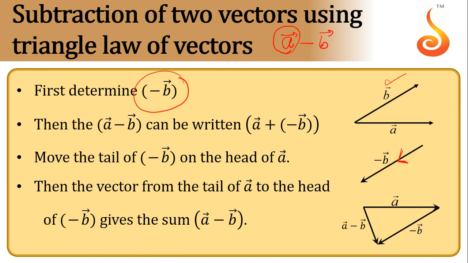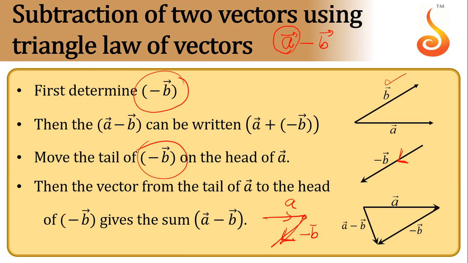So clearly it is in the opposite direction. Magnitude is same. Now I will move the vector b or minus b such that the head of a, sorry, the head of a and the tail of b sit at the common point. That means if you look at it, this is a, the tail of this minus b, the tail of minus b will sit on the head of a.